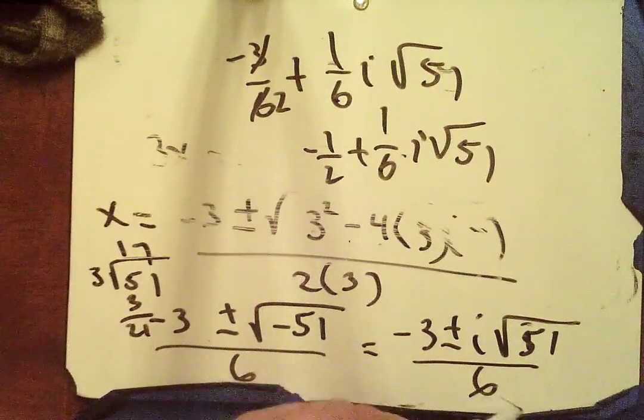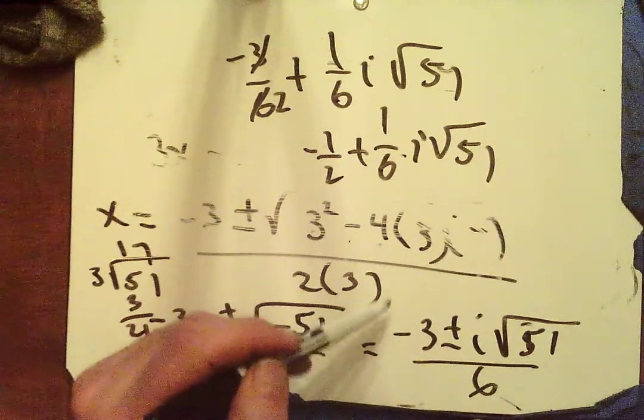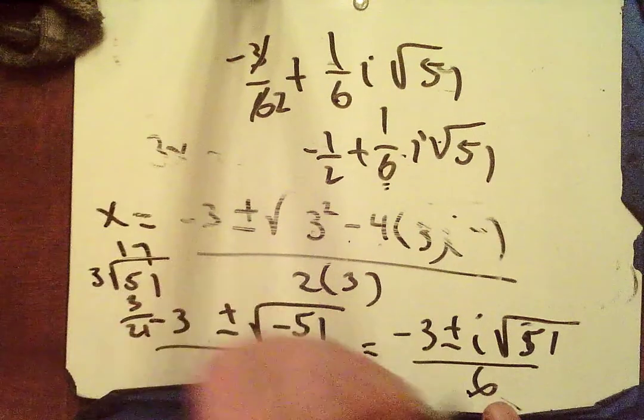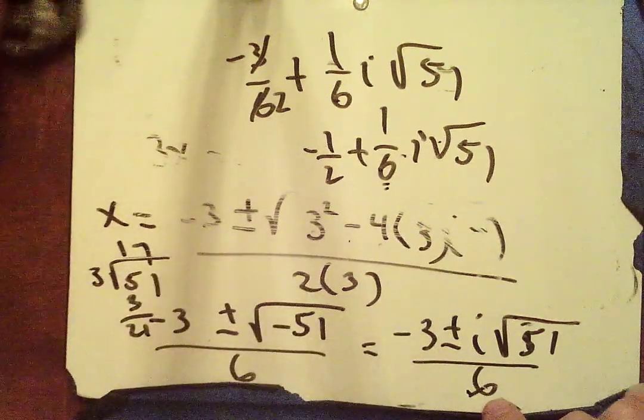Yeah, mostly I just don't want you canceling those, right? Because that root 51 needs that 6 under it. So no, don't do that. Okay. What's next? We've got 22.